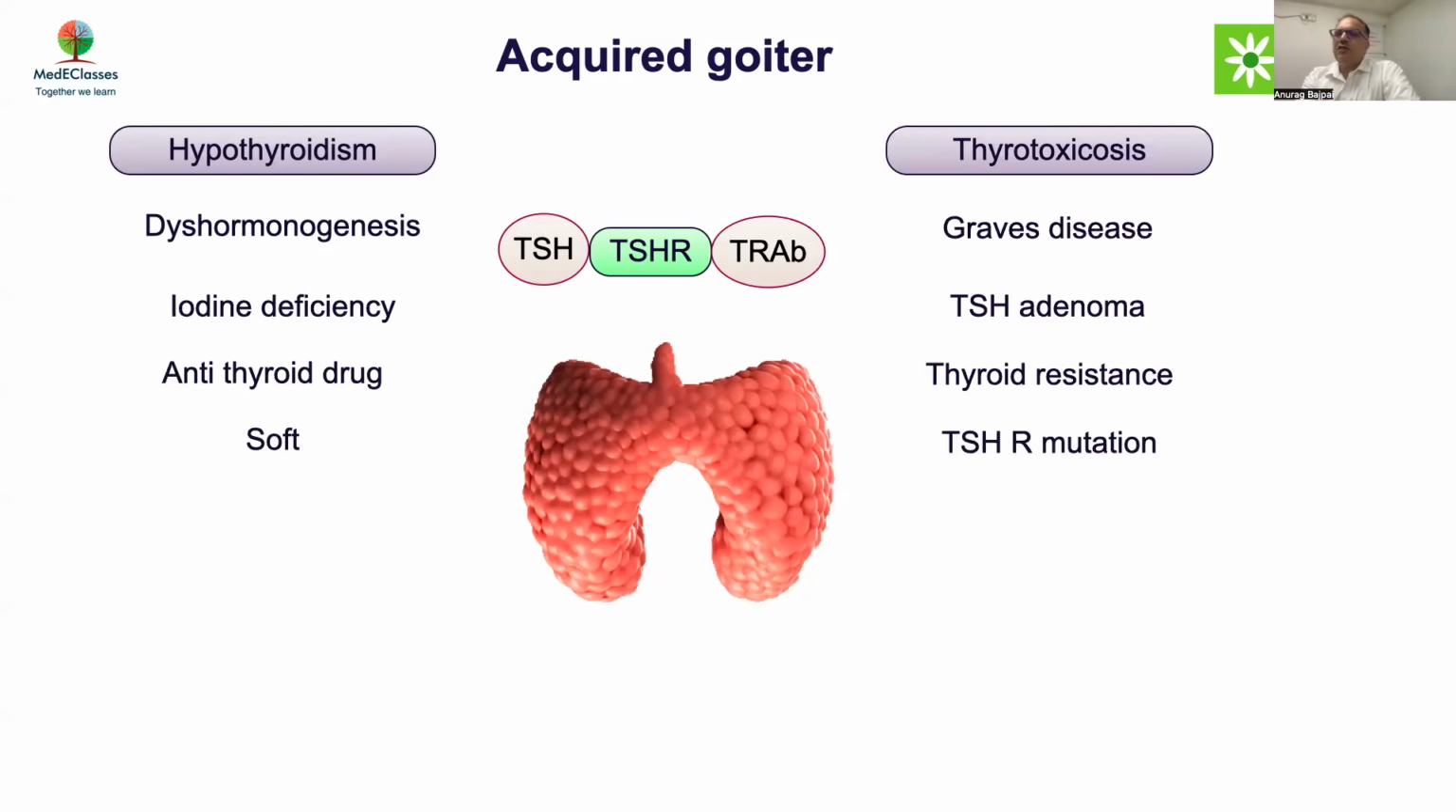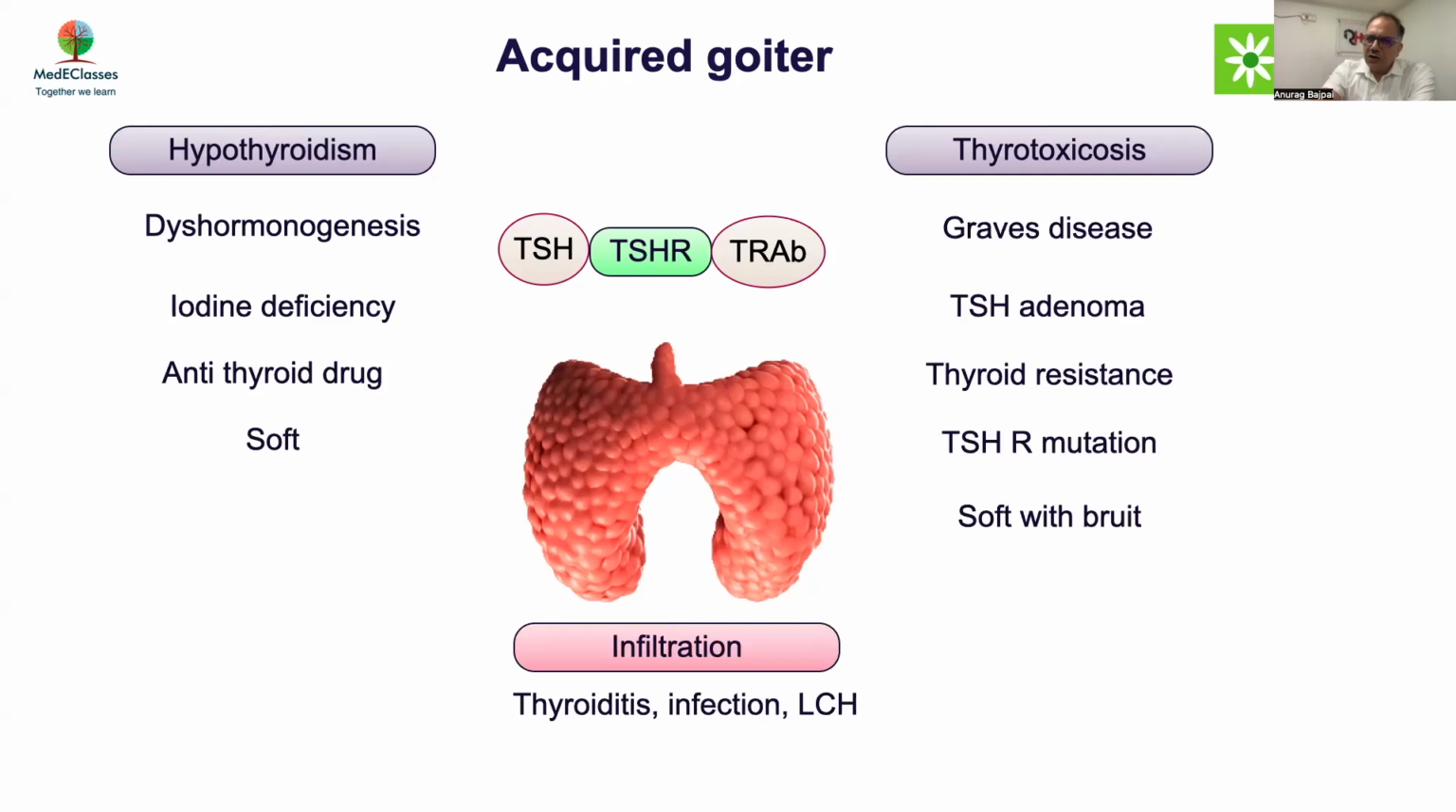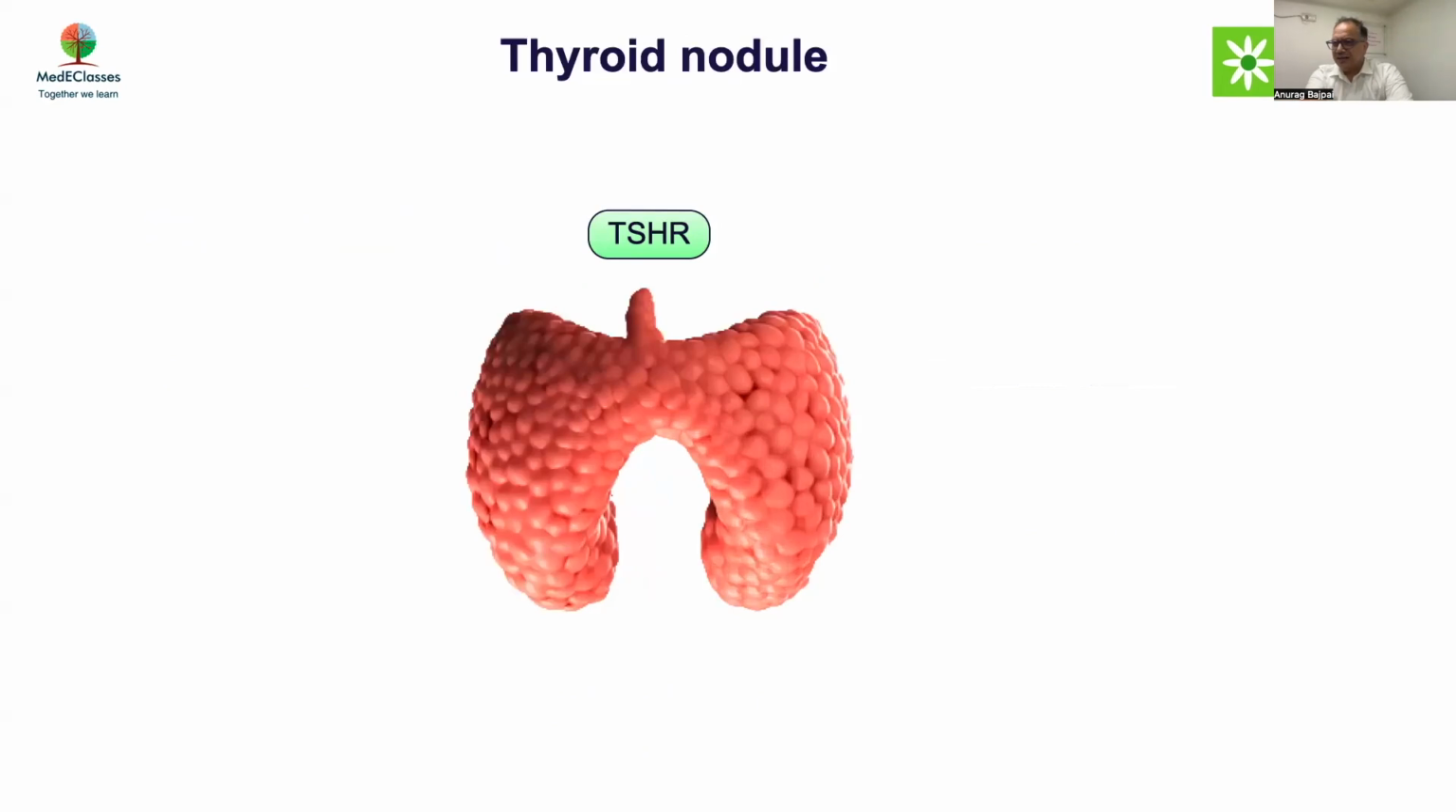While if you have Graves' disease, you will have a soft to firm goiter with increased vascularity resulting in a bruit. There could also be infiltrative disorders like thyroiditis and infections, in which you will have a more firm and bosselated swelling. So the type of thyroid swelling, along with the clinical picture, will tell you which is the more likely diagnosis.